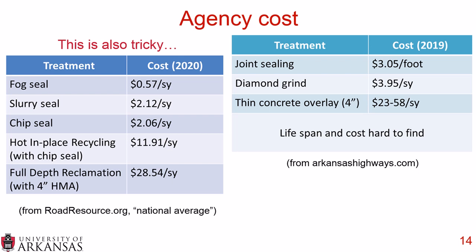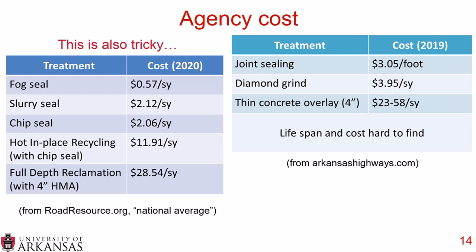Again, rigid treatments are a little harder to find. These are actually from arkansashighways.com, and it was cost from 2019. Joint sealing is $3.05 a foot, all the way up to thin concrete overlays, which is anywhere from $23 to $58 a square yard. So just like lifespans, the costs of rigid treatments are hard to find, and this is just one agency's, ARDOT's, costs.